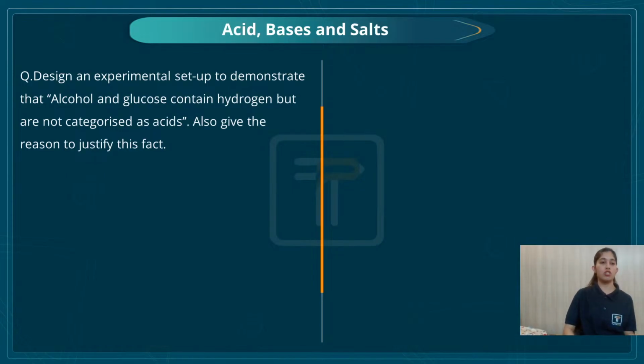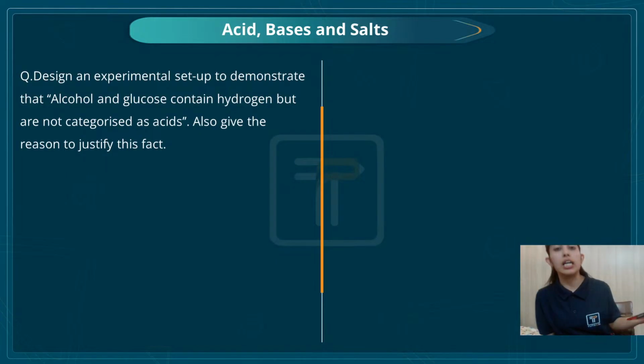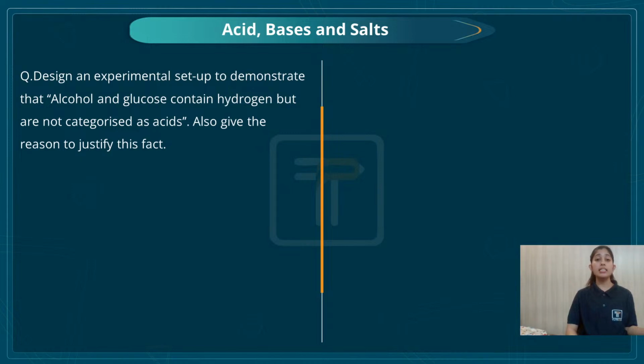Again, next question. Design an experimental setup to demonstrate that alcohol and glucose contain hydrogen but are not categorized as acids. We all know they are not categorized as acids, though they have hydrogen in them, right? Why are they not categorized as acids? Yes, because they do not release H plus ions. They have hydrogen, but they do not release H plus ions. An acid is a substance that releases H plus ions, right? A base releases OH minus ions, right?